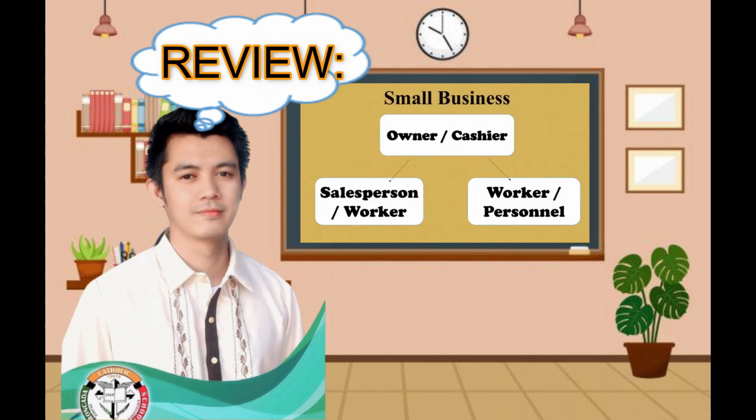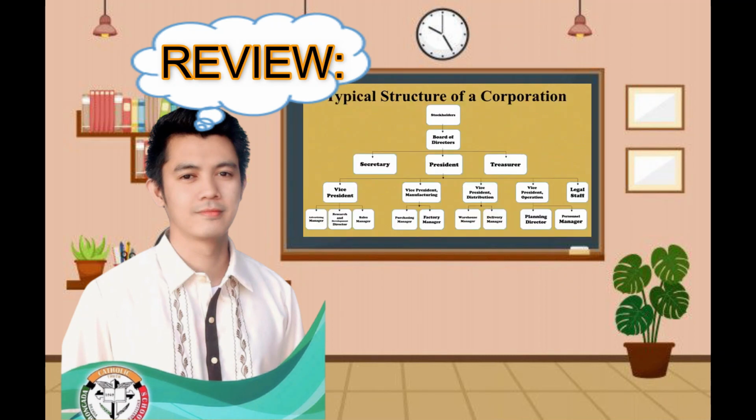Now, as you can see, guys, small businesses have very little scope, or very few people who manage them. The one above is the owner, who is usually also the cashier. And the one below or under the owner is the salesperson or worker and the personnel. These are the only people who usually run small businesses, guys. Now, if you notice, in the typical structure of a corporation, its scope is wide, and many people are involved in a business or a company.